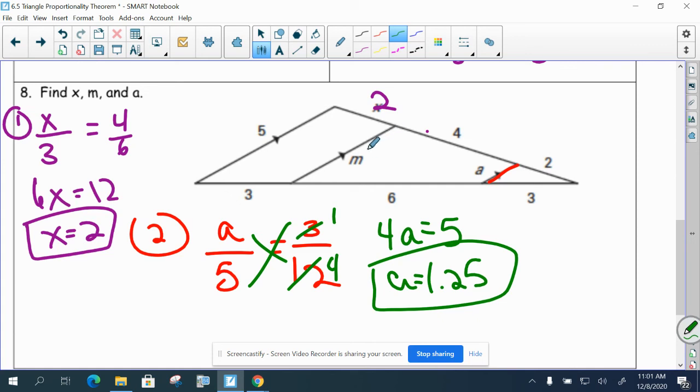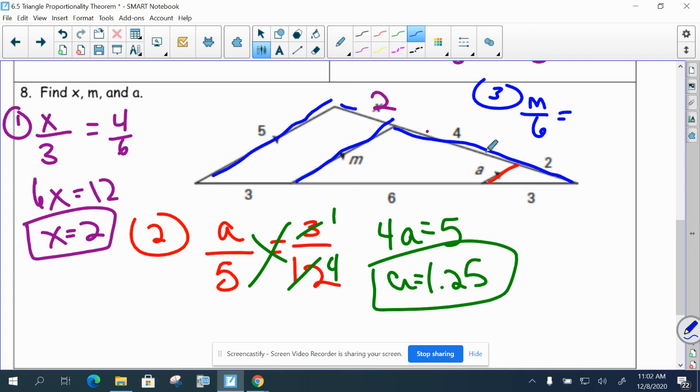And then we can do the same thing to get m. So for m, let's do this side just to switch it up. So m over 6, using this medium triangle, equals 5 over, this entire side is 8. So 5 over 8. Cross multiply, 8m is 30, divide by 8, and you get 3.75.